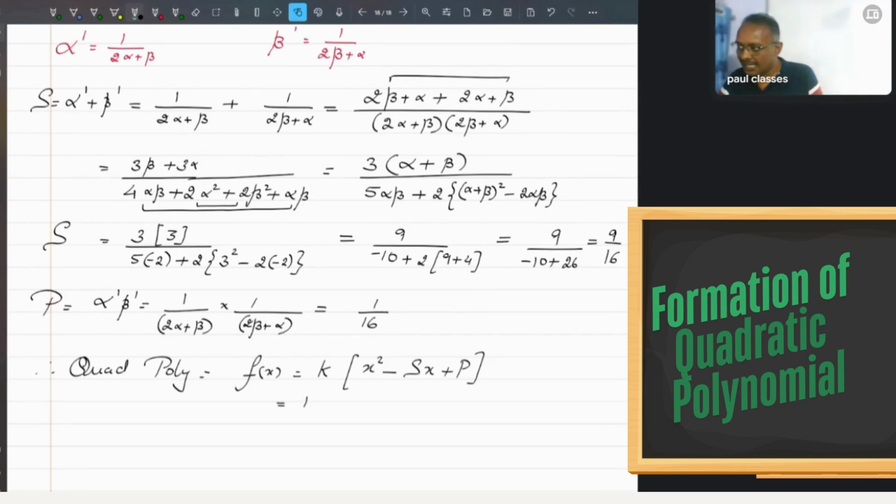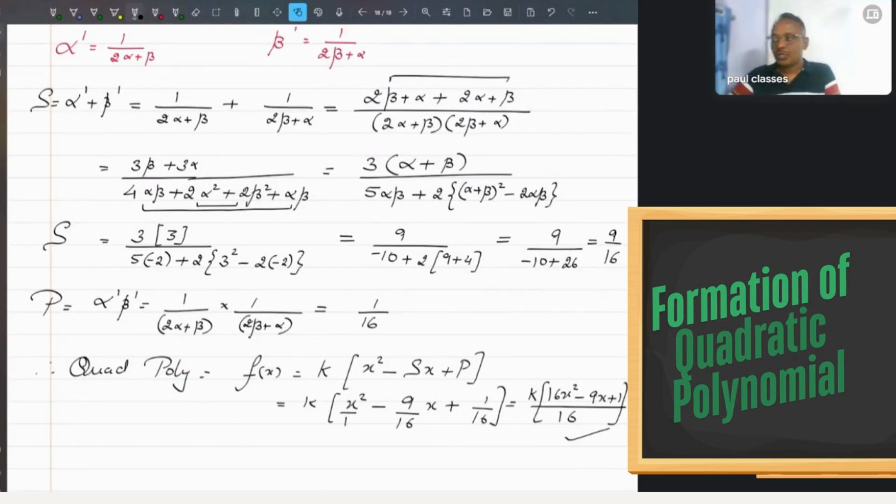That is k x square minus, what is s? 9 by 16 x. What is p? What is the LCM here? 16 is the LCM. So it will become 16x square minus 9x plus 1 times of k. You may leave your answer like this. चलेगा. तुम चाहो तो k by 16 को गायब कर सकते हो and your quadratic polynomial can be this also.